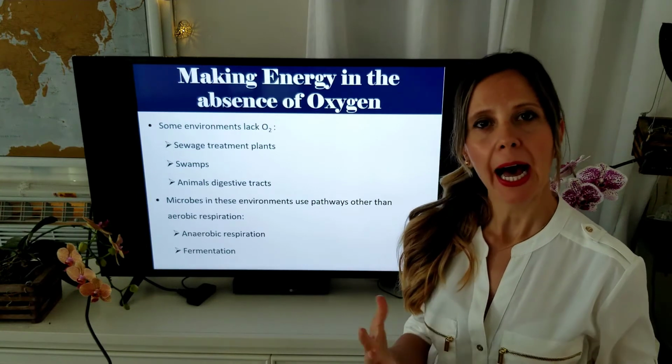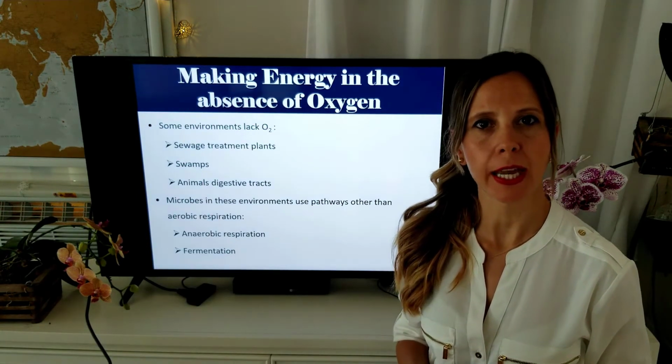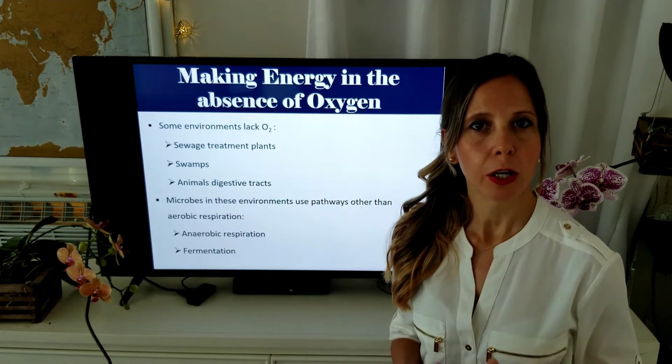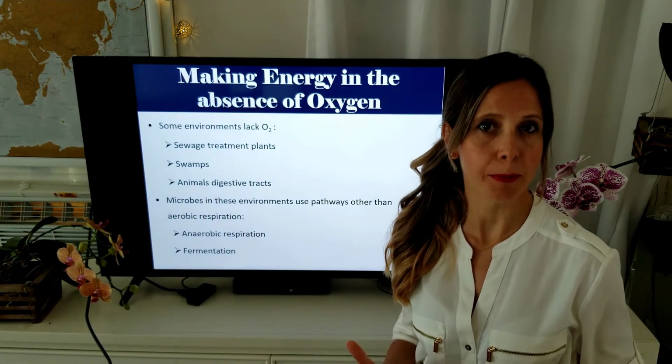Some environments lack oxygen, such as swamps or the intestine of animals, but we still find microorganisms living there. How are these microorganisms producing energy? Well, they'll either be using anaerobic respiration or fermentation, two processes which can occur in the absence of oxygen.